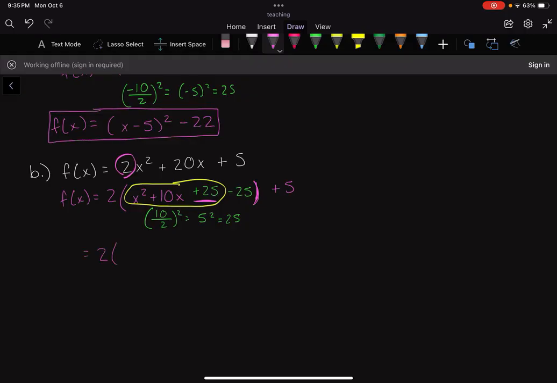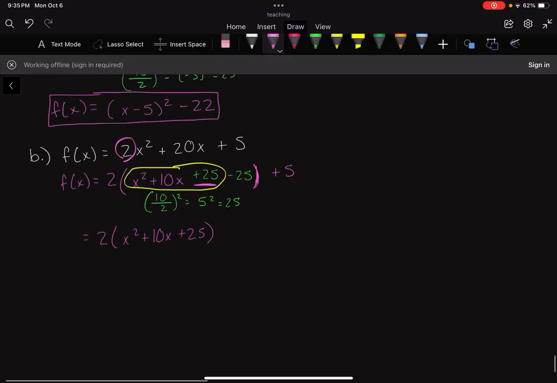I have 2x squared plus 10x plus 25. Now that minus 25, if I do 2 times it, I get negative 50. And I still have this plus 5 on the outside. This is equal to f of x.